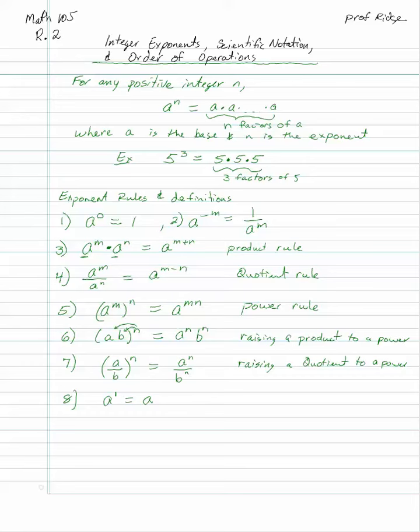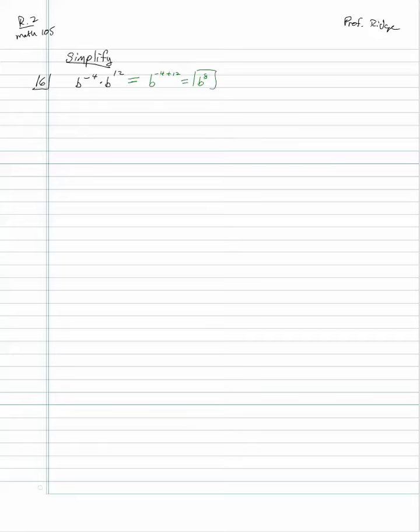Let's try a couple of examples from the exercise sets from the book. Number 16. They both have the same base, b, and we're multiplying, so we're going to add the exponents. Negative 4 plus 12 is 8, so it's b to the 8.